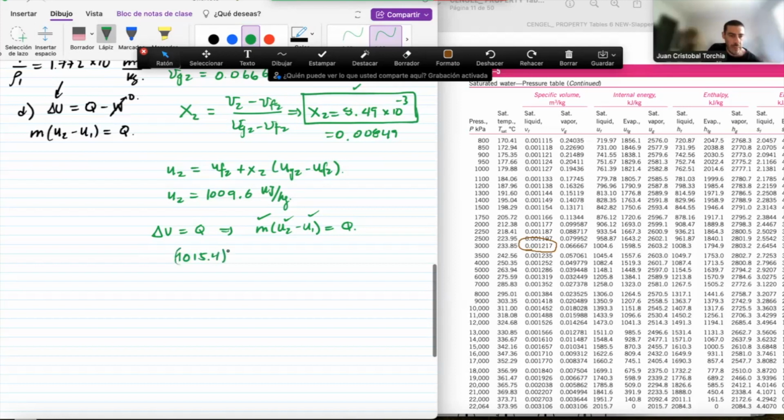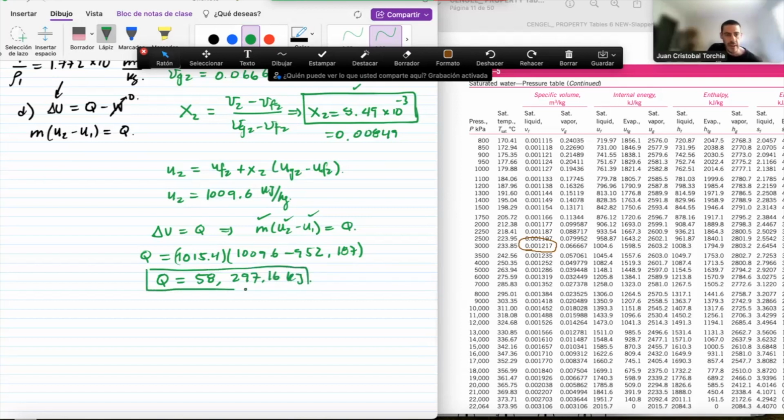If you do that, you will find 1015.4 kilograms multiplied by these numbers, 1009.6 minus 952.187. So this is Q, of course. You should check this one out. Q equals 58,297.16 kilojoules, which is a huge amount of heat. It's a really big quantity, and that's because you are using almost a ton of water, or really a higher value than a ton of water.